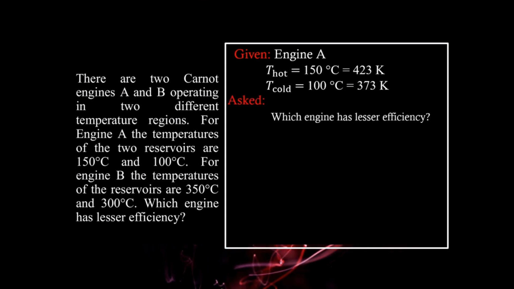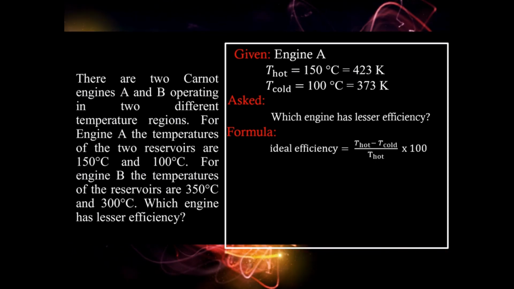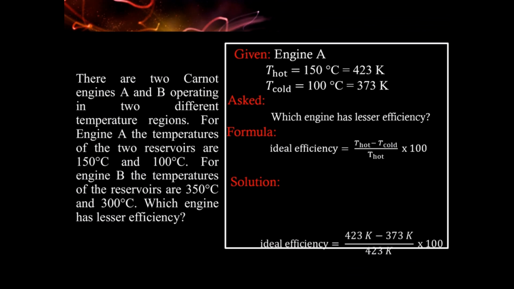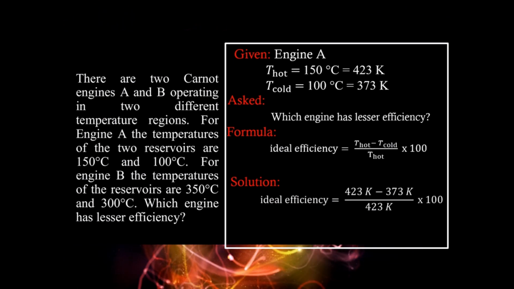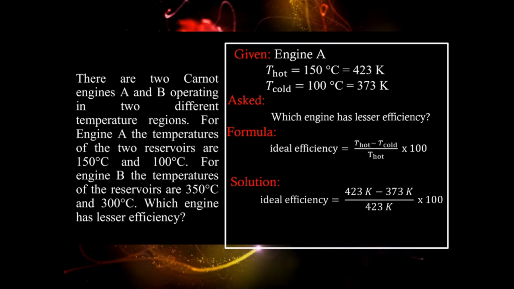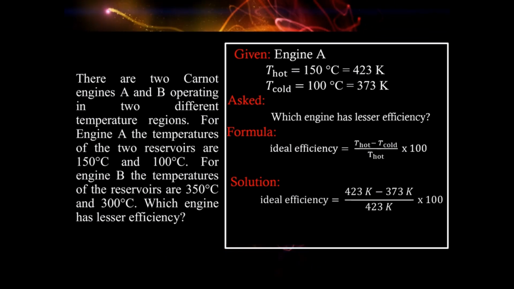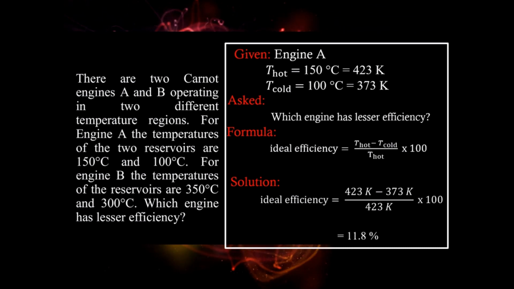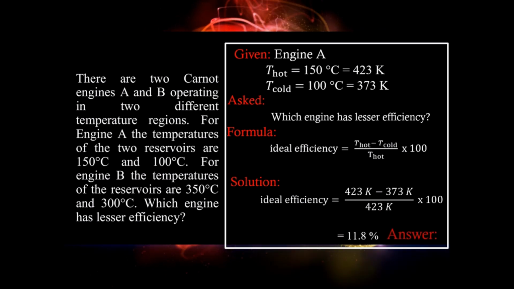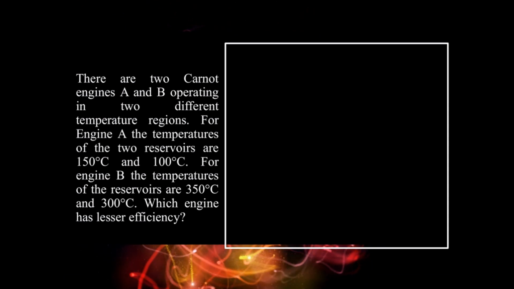The formula that we're going to use will be T hot minus T cold divided by T hot times 100. Substitute the given to the formula, so that will be 423 Kelvin minus 373 Kelvin divided by 423 Kelvin times 100. Try to solve it on your own. The final answer should be 11.8%. That is the efficiency of engine A. Let's now solve the efficiency of engine B.